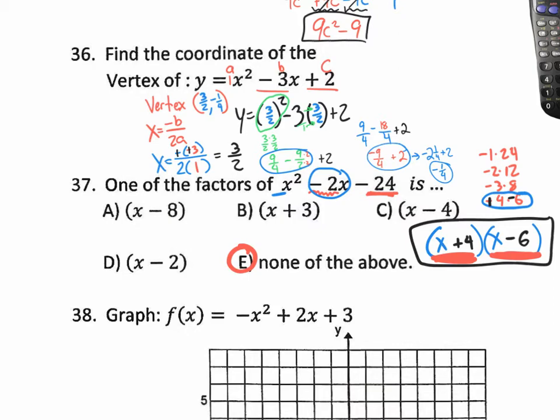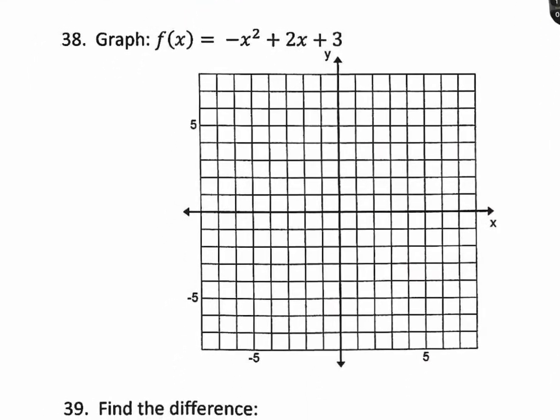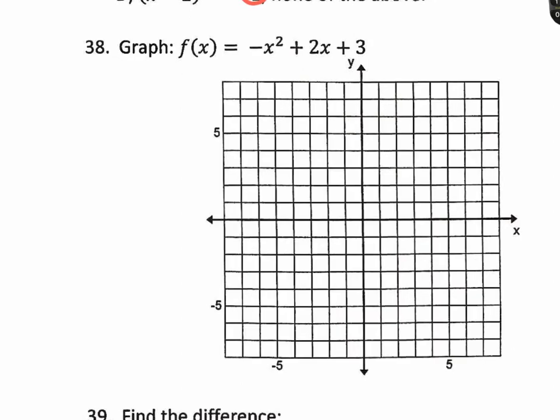Let's move on to number 38. Let's graph this quadratic trinomial. And this quadratic trinomial is in standard form. So we need to walk through it, finding the vertex first.